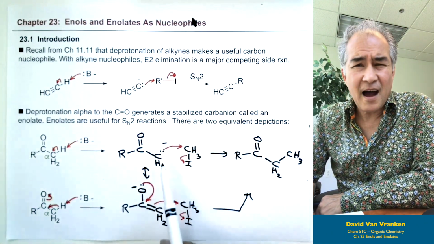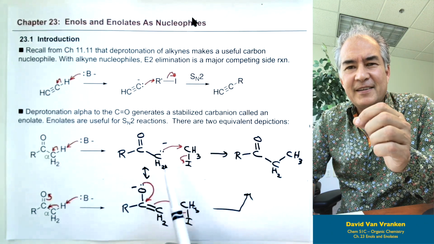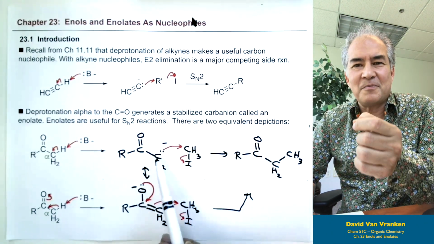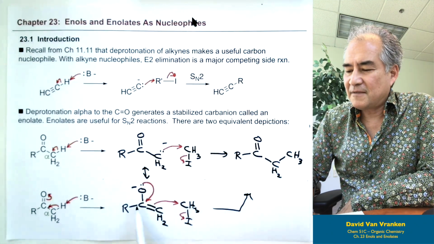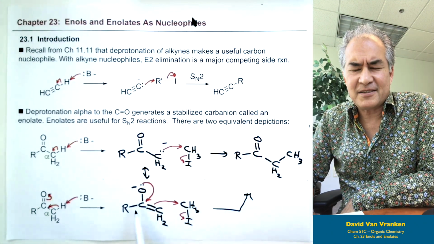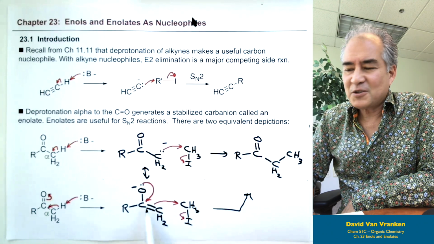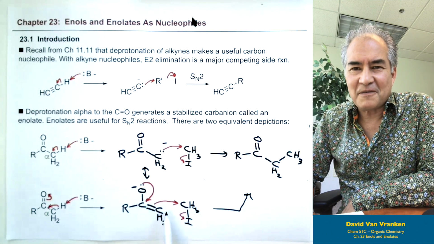I tend to favor the top when you're just starting to learn about enolates, because I feel like it's more obvious why this carbon is so nucleophilic. I think the book tends to favor a more traditional depiction of enolates, which kind of belies the fact that that carbon right there, next to what used to be the carbonyl, is really a nucleophilic carbon.